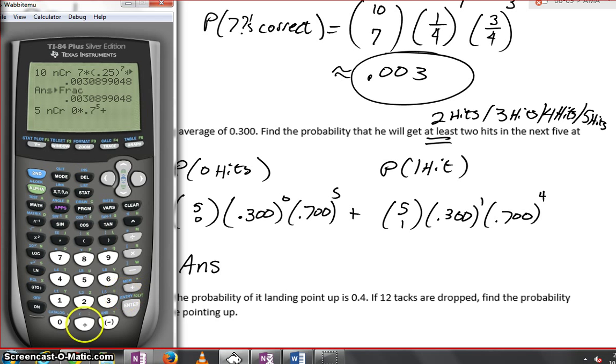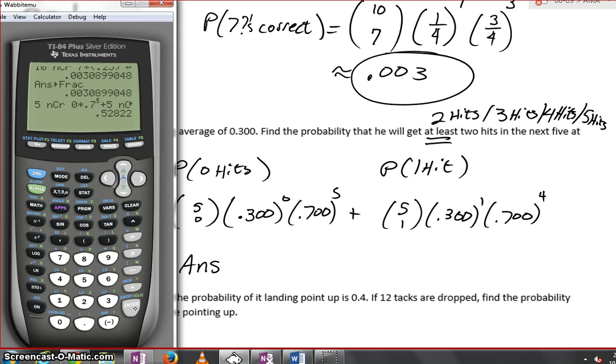Then I'll say plus, because I'm going to add that case together. I'm going to say 5 choose 1. Now I'll say times 0.3, we don't have to put all the zeros out there, to the 1. It's almost silly to do that, isn't it? Times 0.7 to the 4. And guys, when you do that, you'll get the probability that Luis either gets 0 hits or 1 hit for that evening.